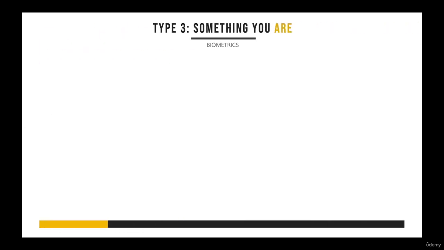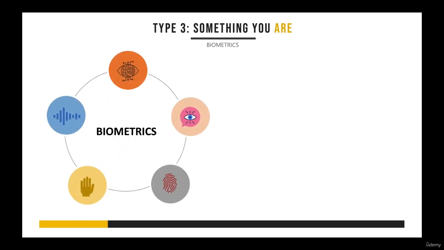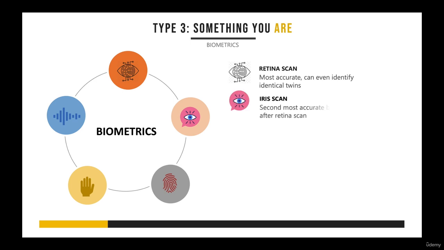The last type is type 3, which is something that you are. Now this refers to biometrics. So basically we have different types of biometrics. So first is retina scan, which is top of the list. It is the most accurate and it can even successfully differentiate between identical twins. Next is iris scan, which seems similar but it's quite different from retina scan. So iris scan is slightly less accurate compared to retina scan.